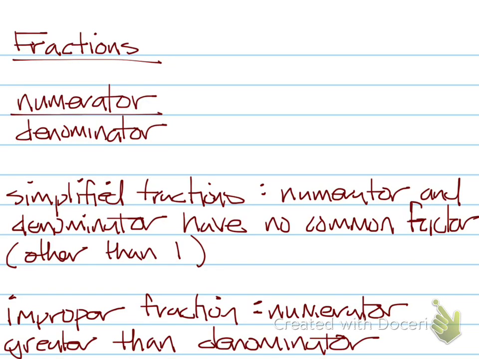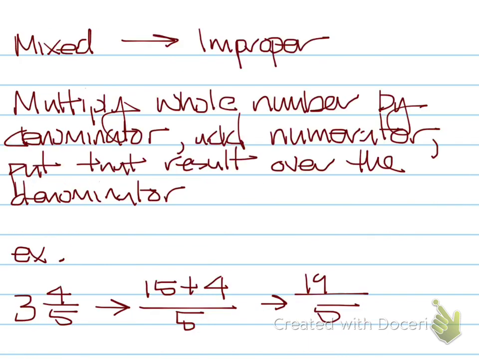All right, in this lesson we're going to be looking at fractions. So the top part of the fraction is called the numerator. The bottom part is called the denominator. Simplified fractions exist whenever the numerator and the denominator have no common factor other than 1. An improper fraction is a fraction in which the numerator is a bigger number than the denominator.